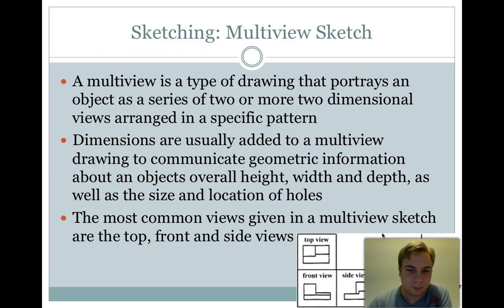Multiview sketch. A multiview sketch is a type of drawing that portrays an object as a series of two or more dimensional views arranged in a specific pattern. Dimensions are usually added to a multiview drawing to communicate geometric information about the object's overall height, width, and depth, as well as the size and location of holes. The most common views given in a multiview sketch are the top, front, and side views. Here we have an example. So the top, right there, the front, looks like that, and then the side.